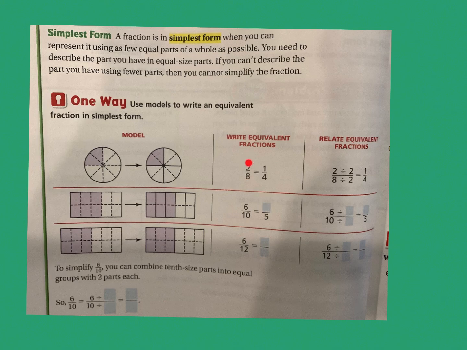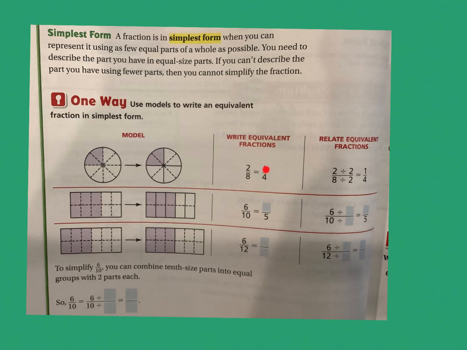Let's take a look at 2/8. I'm going to ask myself, what number can I divide both 2 and 8 by that will get me a whole number still? Well, this is divisible by 2. 2 divided by 2 is 1, and 8 divided by 2 is 4. So I could reduce this down because they are divisible by a same number. So as long as I'm dividing the numerator and the denominator by the same number, I'm keeping it equivalent and bringing it down to its simplest form.